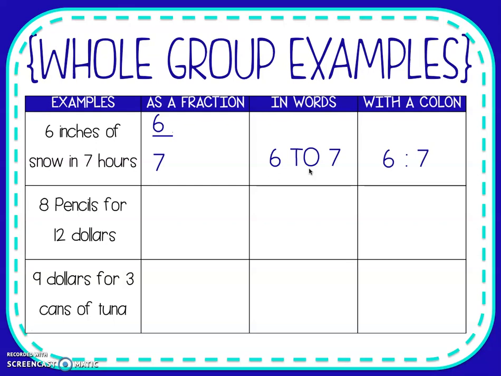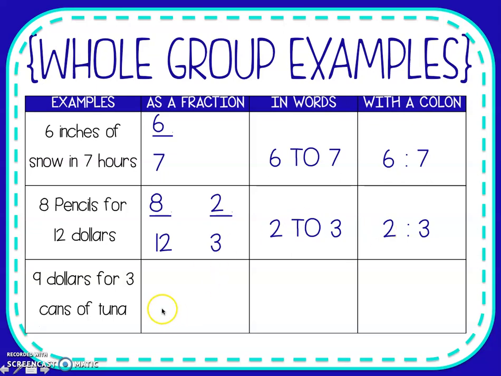Okay, all right, let's take a look at the next one. It says 8 pencils for $12. So our fraction is going to say 8 over 12, and we need to check to see if that can be simplified. So let's plug it into our calculator, and we find that 8 over 12 can be simplified to 2/3. So now, in words, we're going to write that as 2 to 3, and with a colon, we're going to write 2 colon 3.